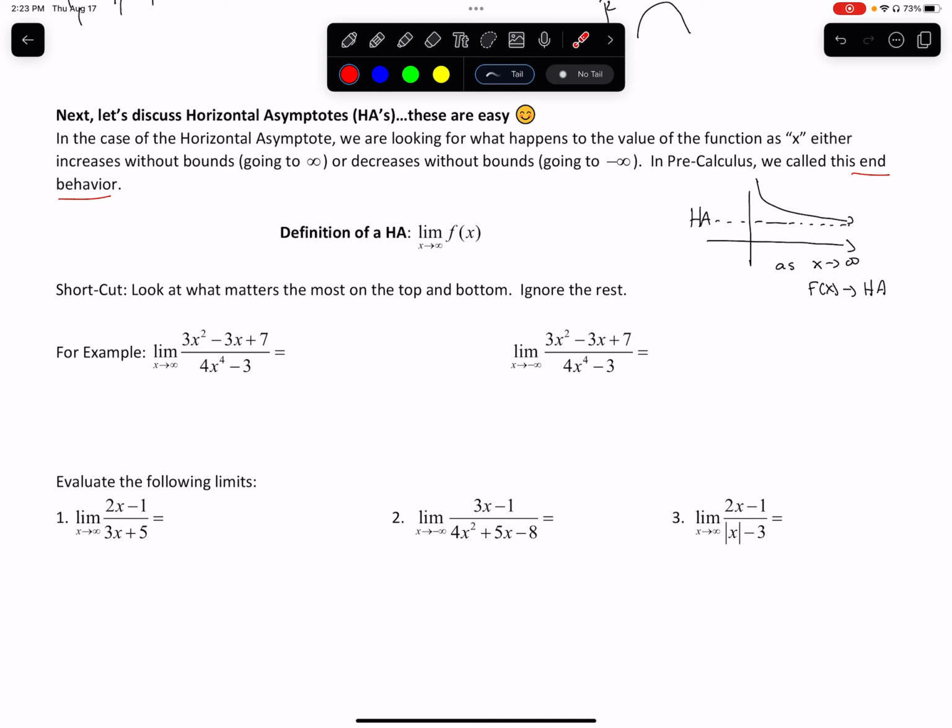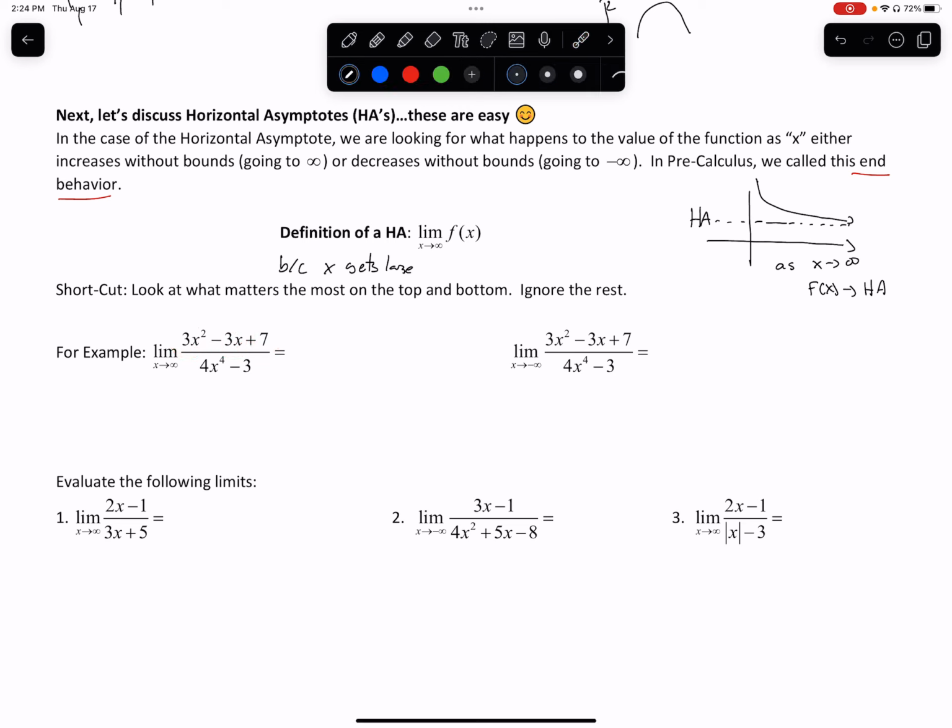Now there is a shortcut for these. There's a big mathematical way to do it, but there's a real big shortcut. Because we're going to let x get really large, we really only need to look at what matters the most, and we can ignore the rest. For example, if I look at the numerator, I have this 3x squared, this minus 3x, and the 7. Of the 3x squared, the x, and the 7, which one will grow the fastest? The x squared, the x, or just the constant 7? If you said the x squared, you're exactly correct.